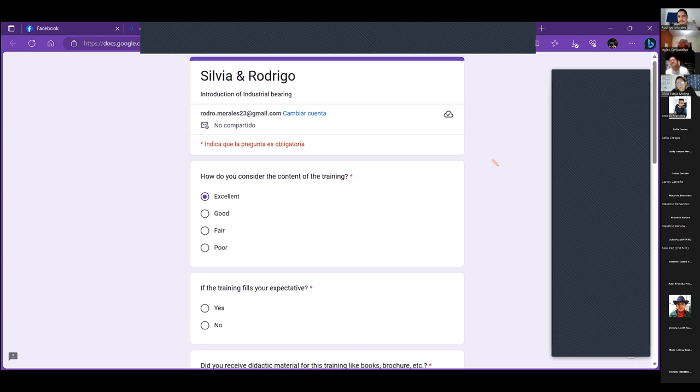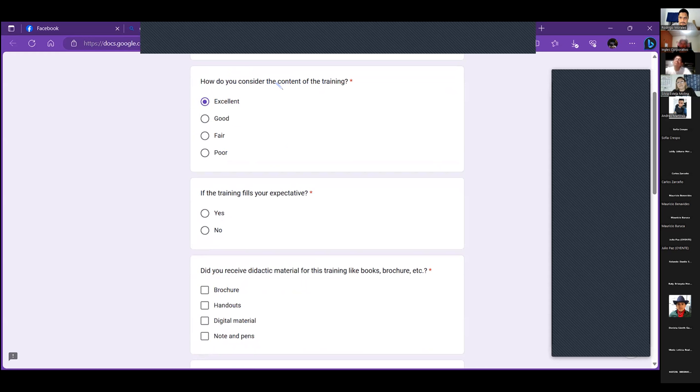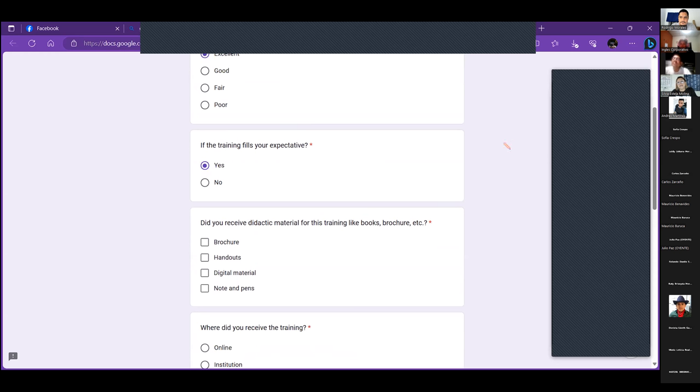La capacitación fue de Costa Rica, la última que recibí. The training was in Costa Rica. My opinion is excellent. And how do you consider the content of the training? It is excellent information for me, but I am in customer service, sería nivel nacional of El Salvador. Pues fue muy importante, ¿verdad? Did the training fill your expectations? Yes. My expectation is only important for my job.